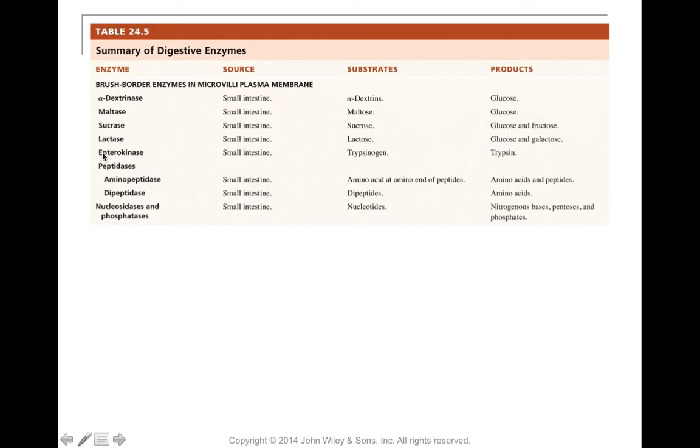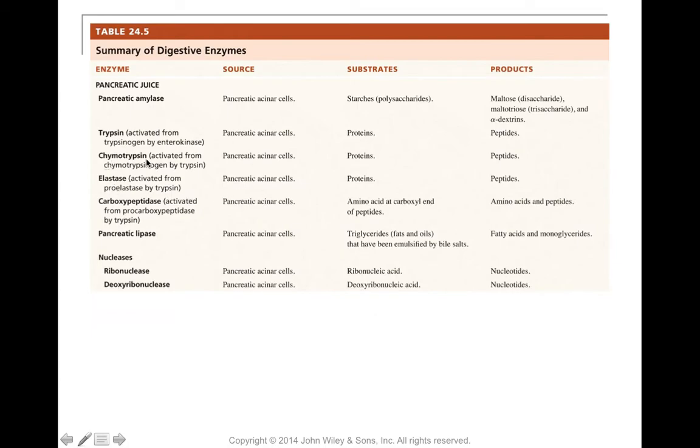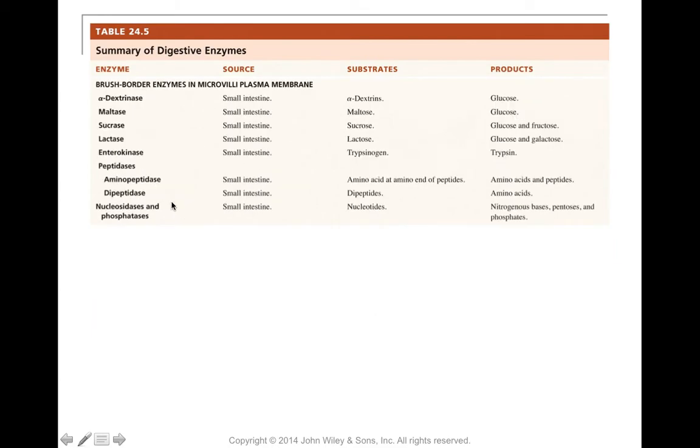And then enterokinase is going to be breaking down trypsinogen into trypsin, so it's basically going to be activating trypsin, and as you might recall, once trypsin is activated, it's also going to activate chymotrypsin, elastase, and carboxypeptidase. We have some peptidases here, aminopeptidase and dipeptidase. These are going to be breaking down the amino acids off at the end of peptides, just one at a time, or breaking dipeptides into amino acids. Either way, we're now going from smaller to smallest.